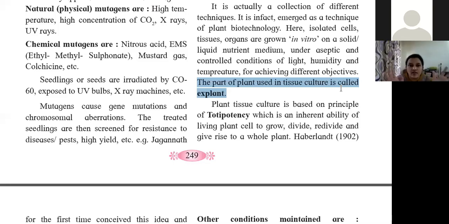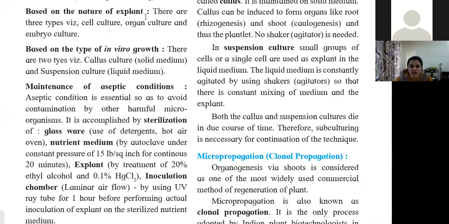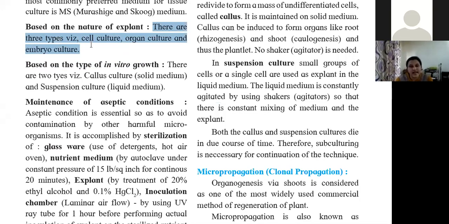ठीक है, तो ये सारी चीजें जो कि हमें जरूरी है प्लांट टिश्यू कल्चर इनिशिएट करने के लिए. सो दैट इज नथिंग बट द part of the plant is called tissue explant, which is used in tissue culture. Okay, so based on the nature of explant, tissue cultures can be of these types. There are three types. Cell culture. So if I want to undergo cell culture, मुझे सिर्फ cells ही culture करने हैं, right? If I take a plant cell and I start growing it in laboratory, then it is called cell culture.